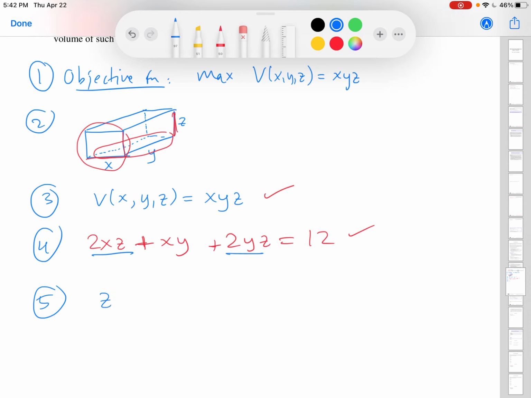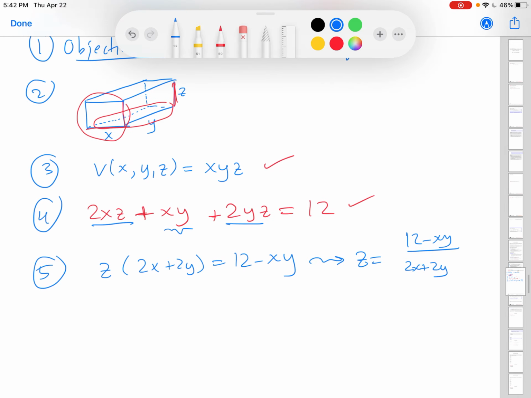So I'm just going to factor out a z, 2x plus 2y, and then move over this term. So that's 12 minus xy. And then I will solve for z here to get me to this point. Great. So that is my z value. And I'm going to take that and then plug it in here to express the volume as a function of only x and y.